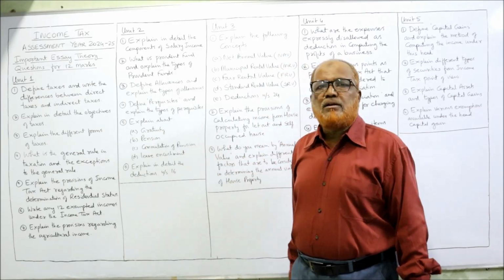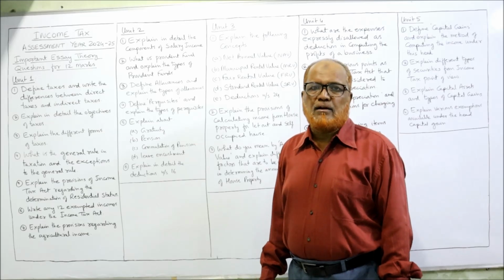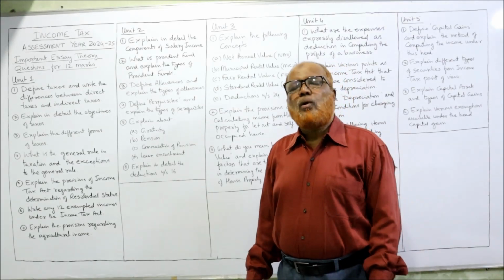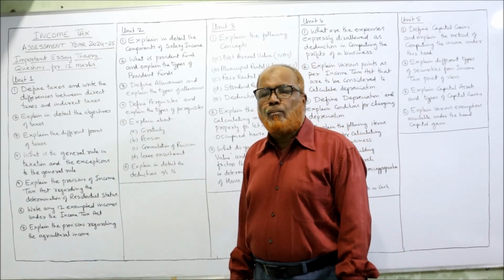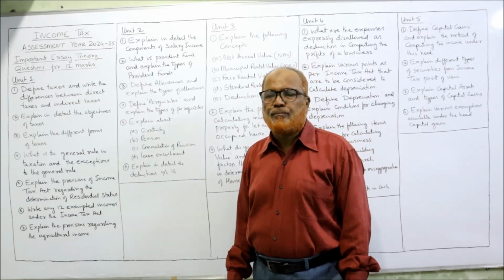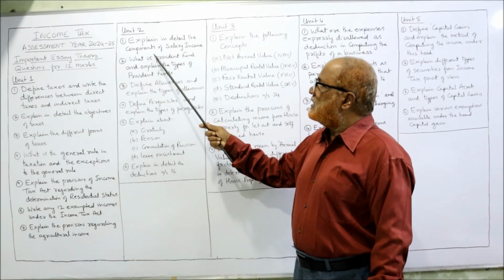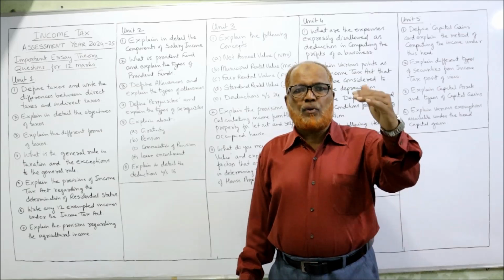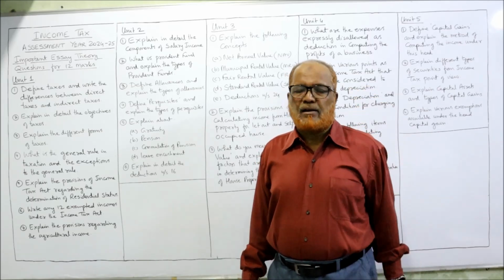Now second, unit number 2. This is salary income. Unit number 2 is entirely income from salary. So what are the expected questions for 12 marks on salary income? First, explain in detail the components of salary income. The Income Tax Act has given the provision on how to calculate the income from salary.